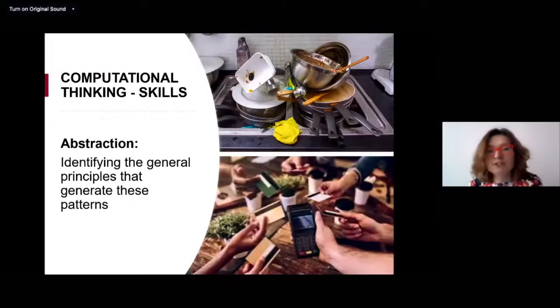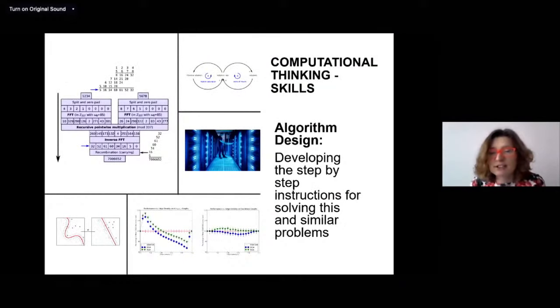The third pillar for computational thinking is abstractions, an ability to identify the general principles that generate the patterns that we observe. So we can, for example, say that the problem of cleaning a common kitchen in a student's apartment or paying for a shared meal have a similar structure underneath, and we can model it. And the last skill that is included in computational thinking is algorithm design. So it's just a way of telling a story what is happening, a step-by-step instructions that can help you describe the problem and help you solve similar problems in the future.